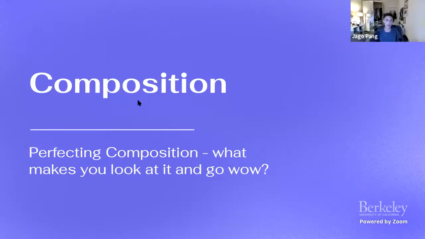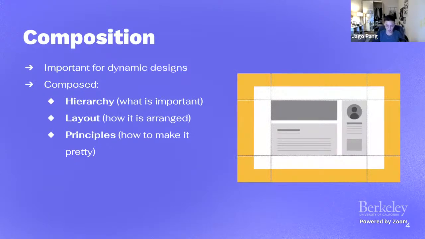Okay, so welcome to the lecture about composition. So what makes something look nice and look dynamic compared to something that looks less dynamic and less like wow when you make something? And this is very important when you make your business cards and posters, as we think composition is what makes an asset really strong.